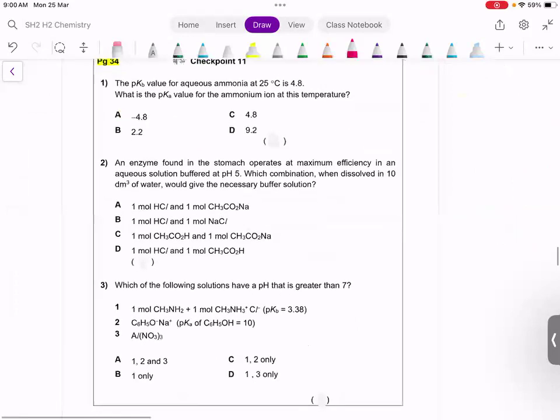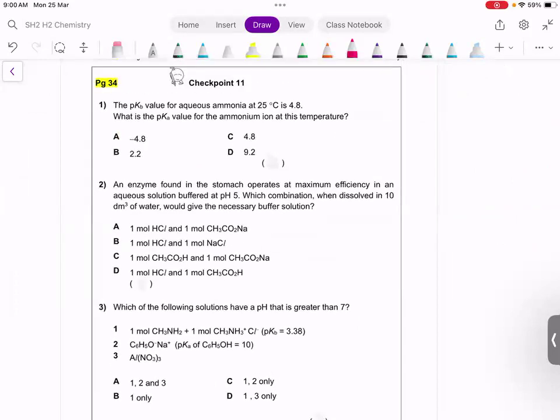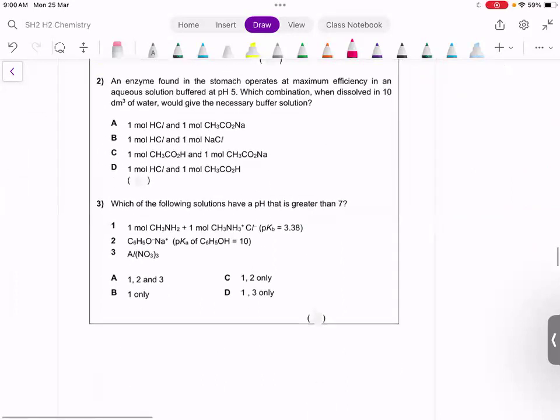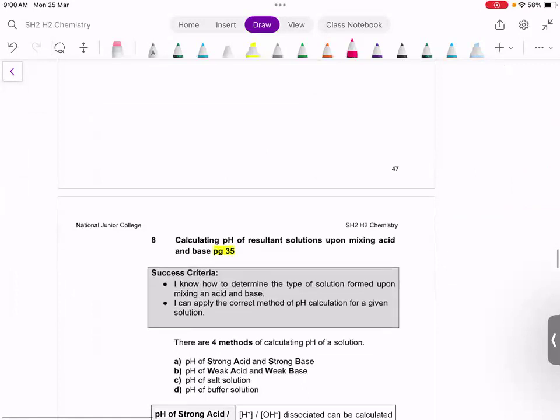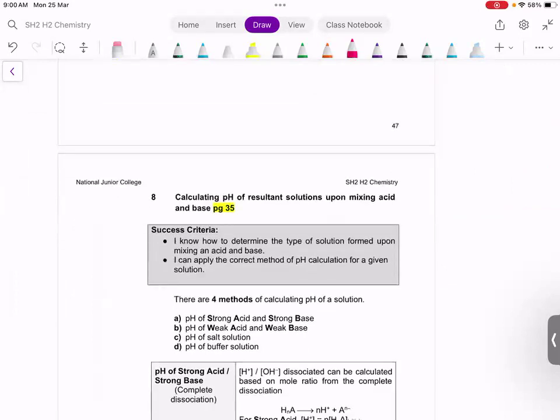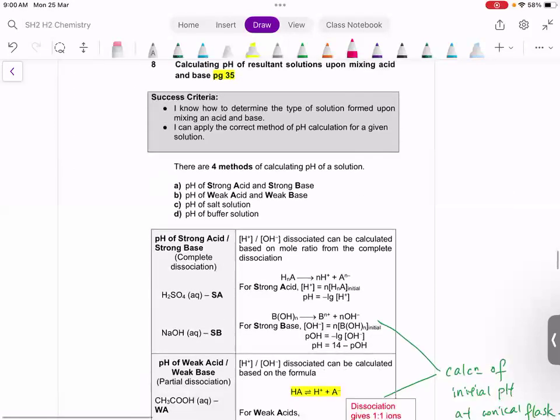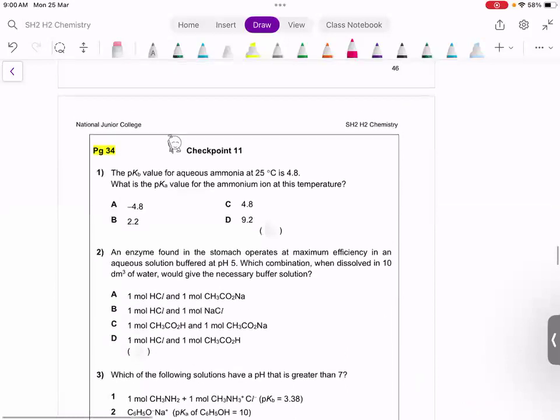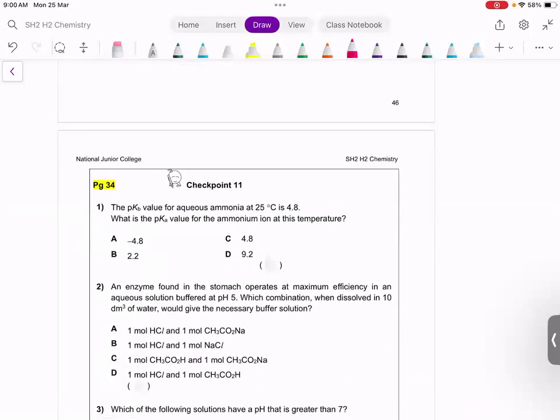Then let's quickly look at checkpoint 11. Oh, already 9 o'clock. So can you take checkpoint 11 as homework? The next time I see you, I'll go through checkpoint 11. Then we will have the prelude to the titration calculation. Right, that's all for today.